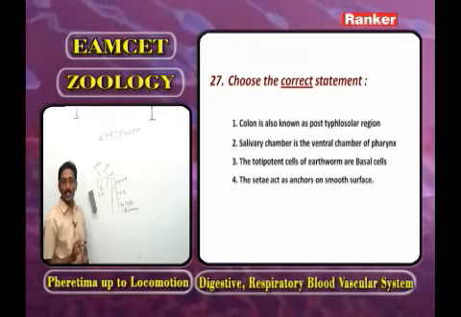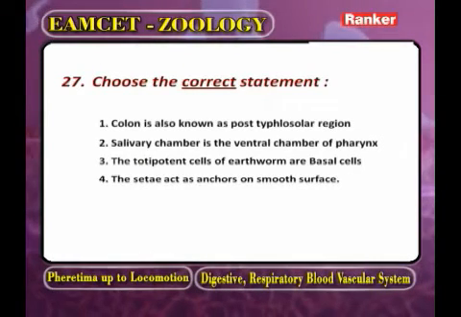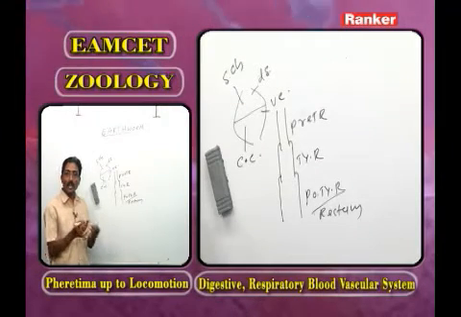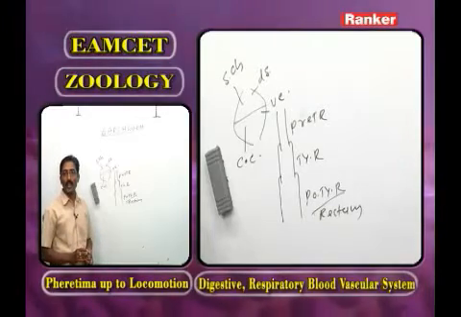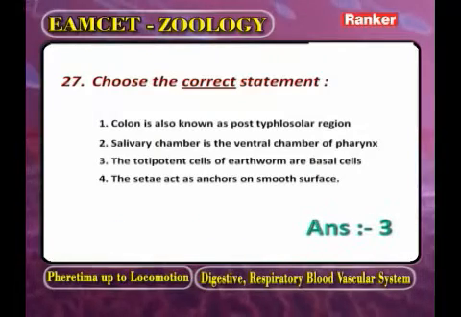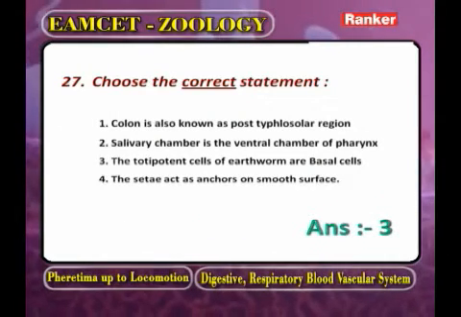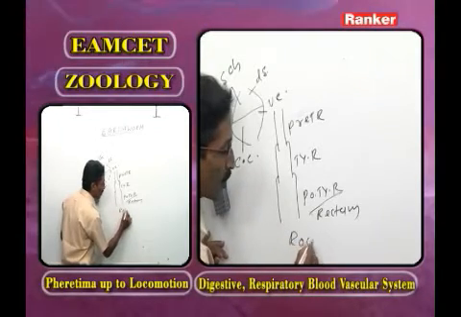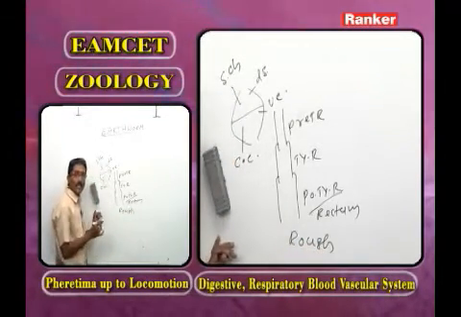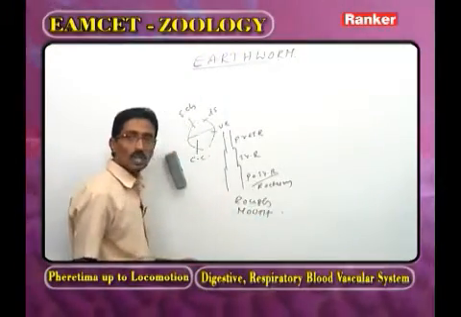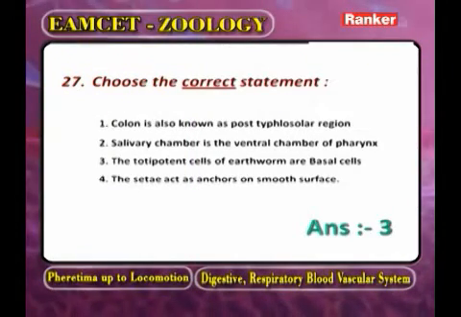What about the third? The totipotent cells of earthworm are basal cells. No doubt, in the epidermis, one type of cells are called basal cells. They produce all kinds of cells. Hence, they are called formative cells or totipotent cells. That is the correct statement. What about the fourth one? The setae act as anchors on the smooth surface. No, the setae help only on rough surface. What type of structure helps on smooth surface? That is the mouth. Now, what is the correct answer for this question? That is the third option.